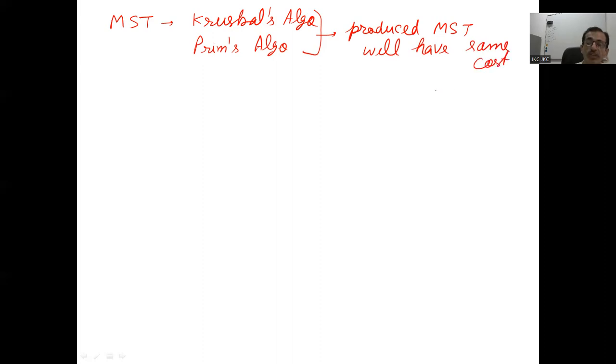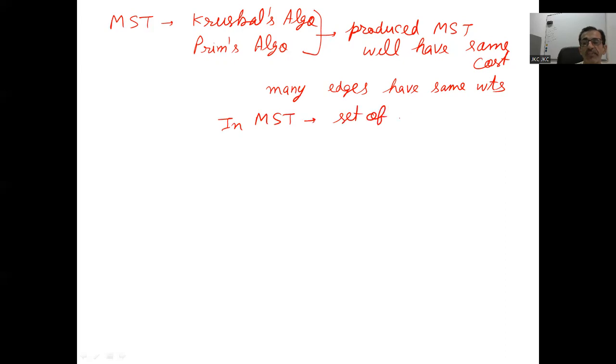Although both may produce different MST edges, and even with the same algo also multiple different options are there because edges can have duplicate weights. Many edges can have same weight. So of course there can be many choices, and that can be one way that some edges may get chosen in one, some other may get chosen in some other. So the set of edges in MST may differ with one or other solution, but the total cost will never.